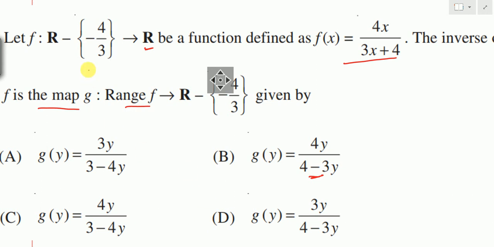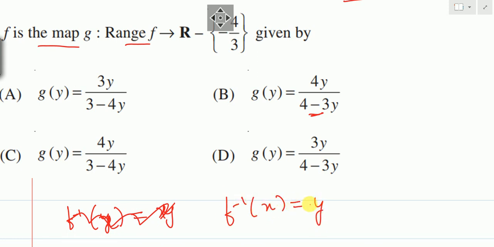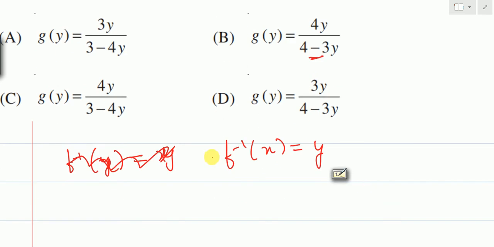ಈಗ ಎಫ್ R minus this, R is the set of reals except minus 4 by 3 to R ಅಂತ ಇದೆ. ಈಗ ನಾನು ಇದಕ್ಕೆ ಇನ್ವರ್ಸ್ನ ಫೈಂಡ್ ಔಟ್ ಮಾಡಬೇಕು. So to find the f inverse, I will consider f inverse of x is equal to y anta tagoltini. That is, I am taking f inverse of x is equal to y. So this implies f of y is equal to x.